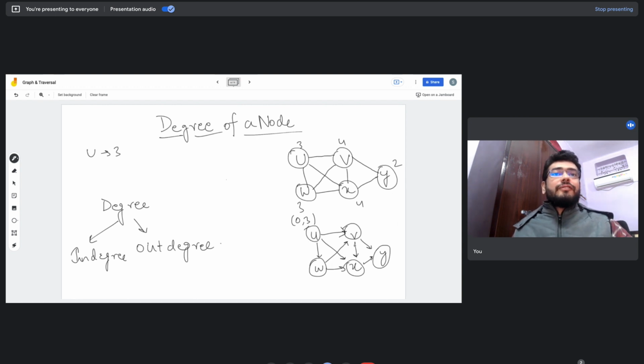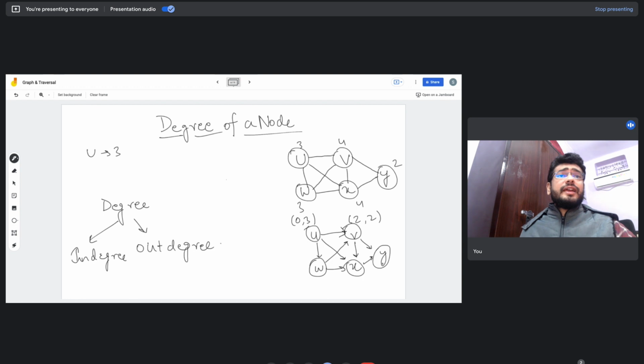Similarly, if we look at V, there are 2 edges pointing towards V, one starting from U and the other starting from W. So we can say that the in degree of V is 2. Now if you look at the out degree of V, there are 2 edges coming out from V, one towards X and the other towards Y. So this is also 2. So both the in degree and out degree of V are 2.